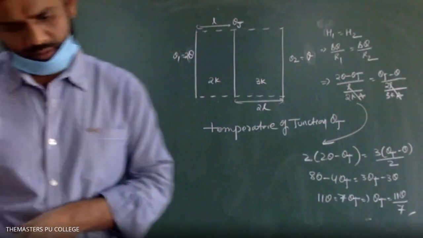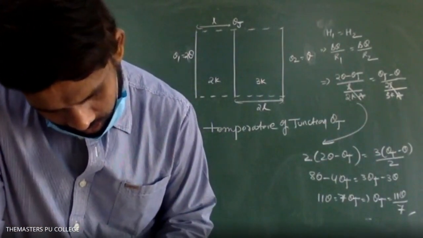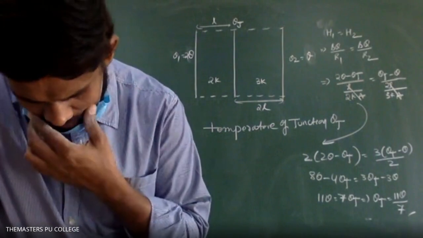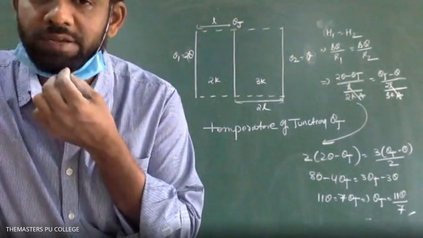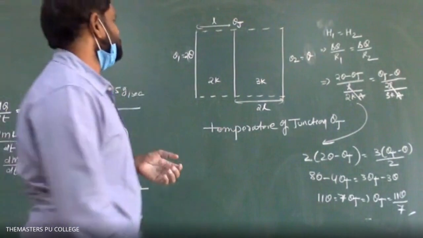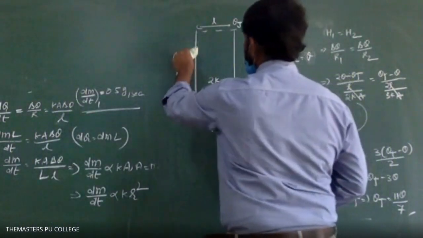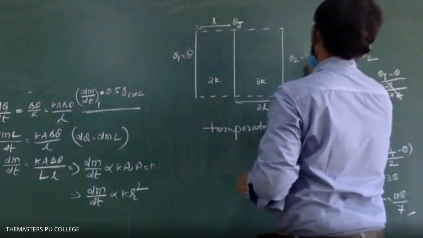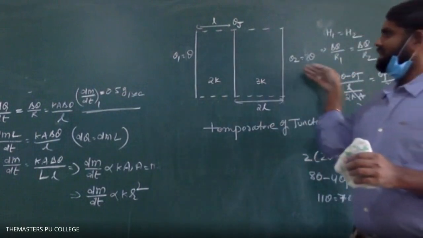Theta 2. Temperature of the P surfaces is theta 2. Yeah, that might be possible. Actually, this is nothing but theta, and this is nothing but 2 theta. So heat is transferring in this direction.